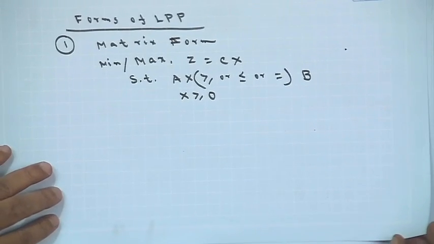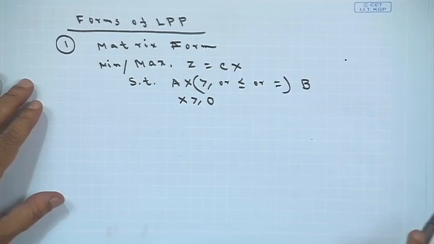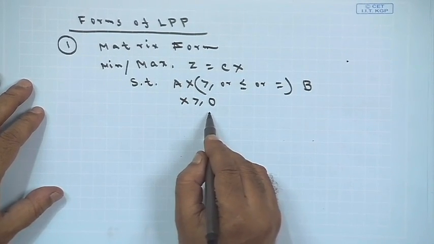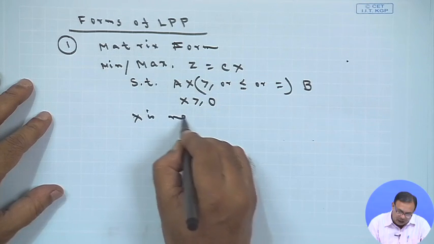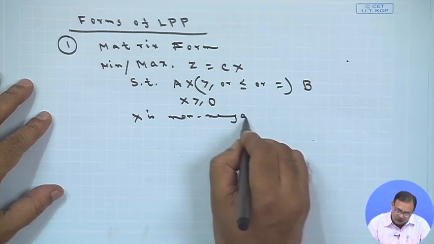One more thing can come here, that is, we always say x greater than equals 0, or x is non-negative, right.